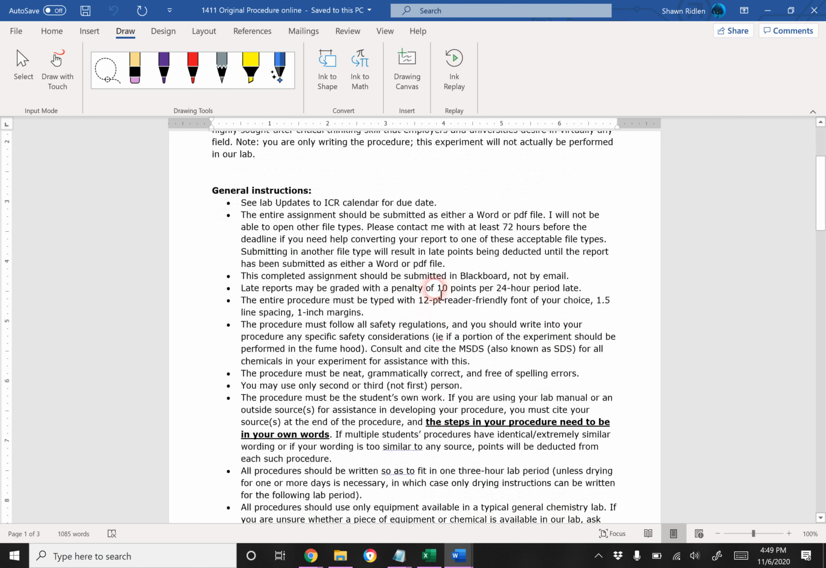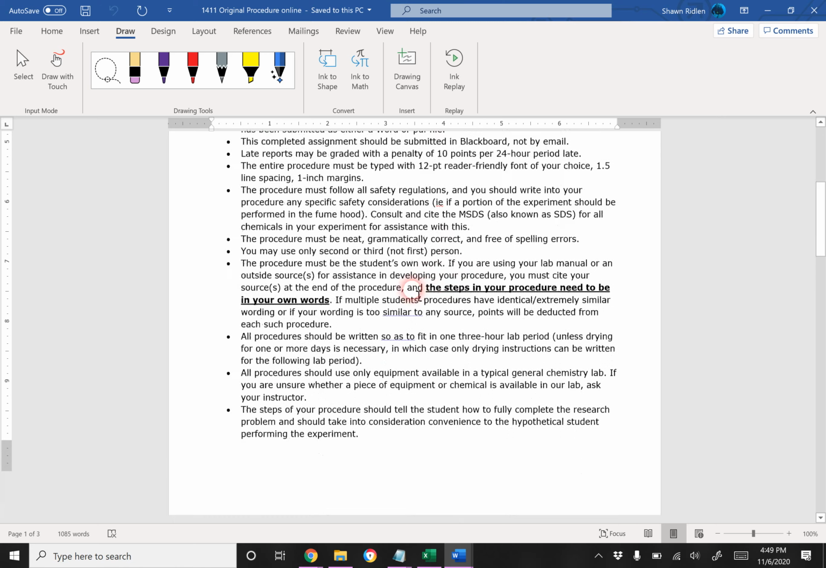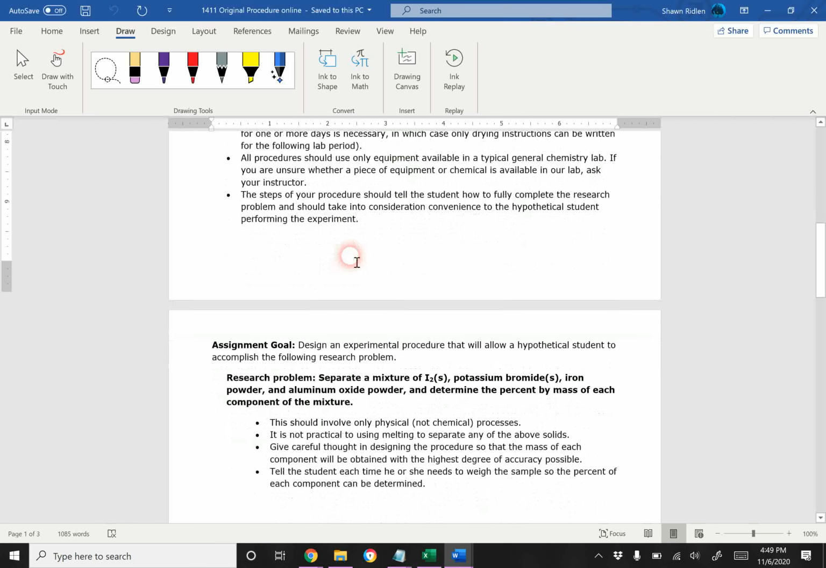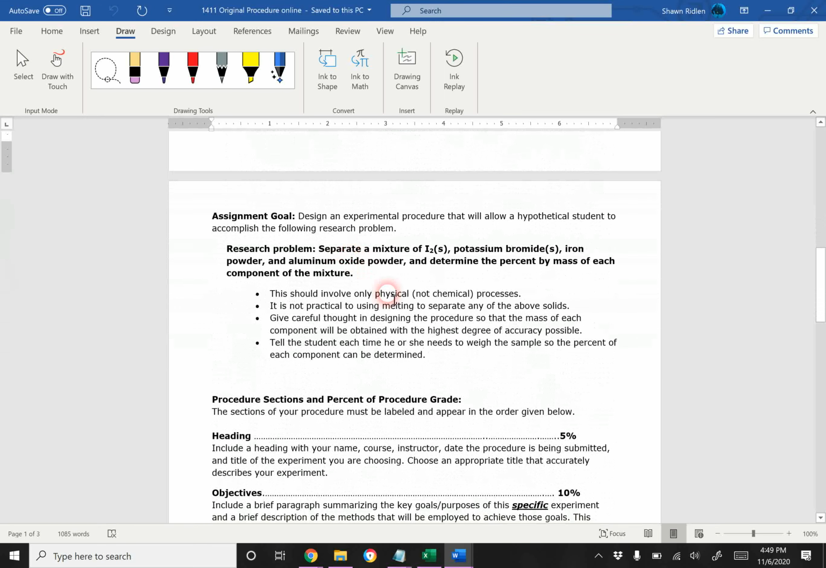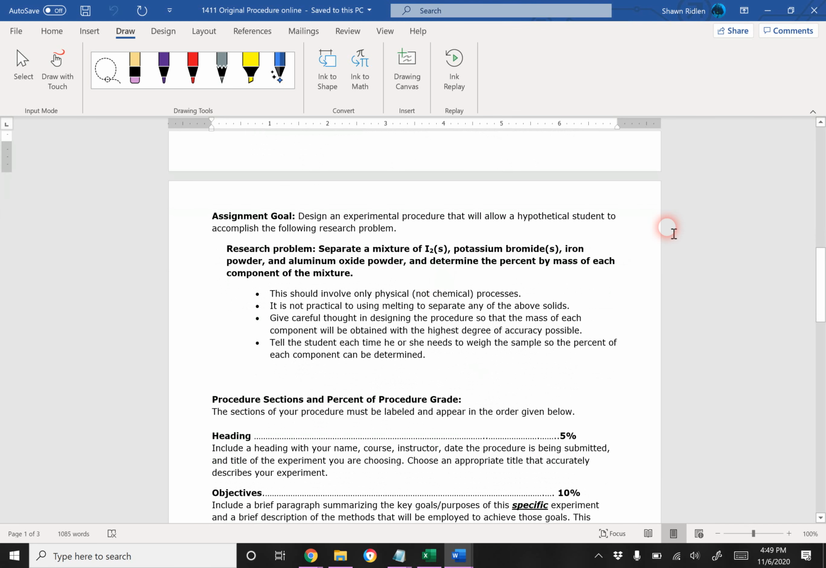Okay, so the first thing you'll find here is just how to set up the actual assignment, so what font to use, all that good stuff. So I won't spend too much time going over that with you. But down below that, you'll find the research problem. Okay, so the research problem, it says to separate a mixture of iodine, potassium bromide, iron powder, and aluminum oxide powder. And then wants you to determine the percent by mass of each of the components.